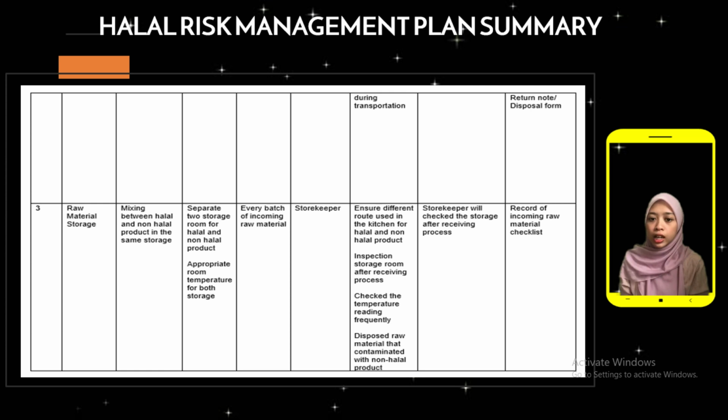So for the corrective action, first, ensure different trolleys are used in the kitchen for halal and non-halal product. Second is inspection of the storage room after the receiving process. Third is to check the temperature reading frequency, and the last one is disposal of raw material that is contaminated with non-halal product. For the verification, the storekeeper will check storage after the receiving process, and for the record, the incoming raw material checklist.